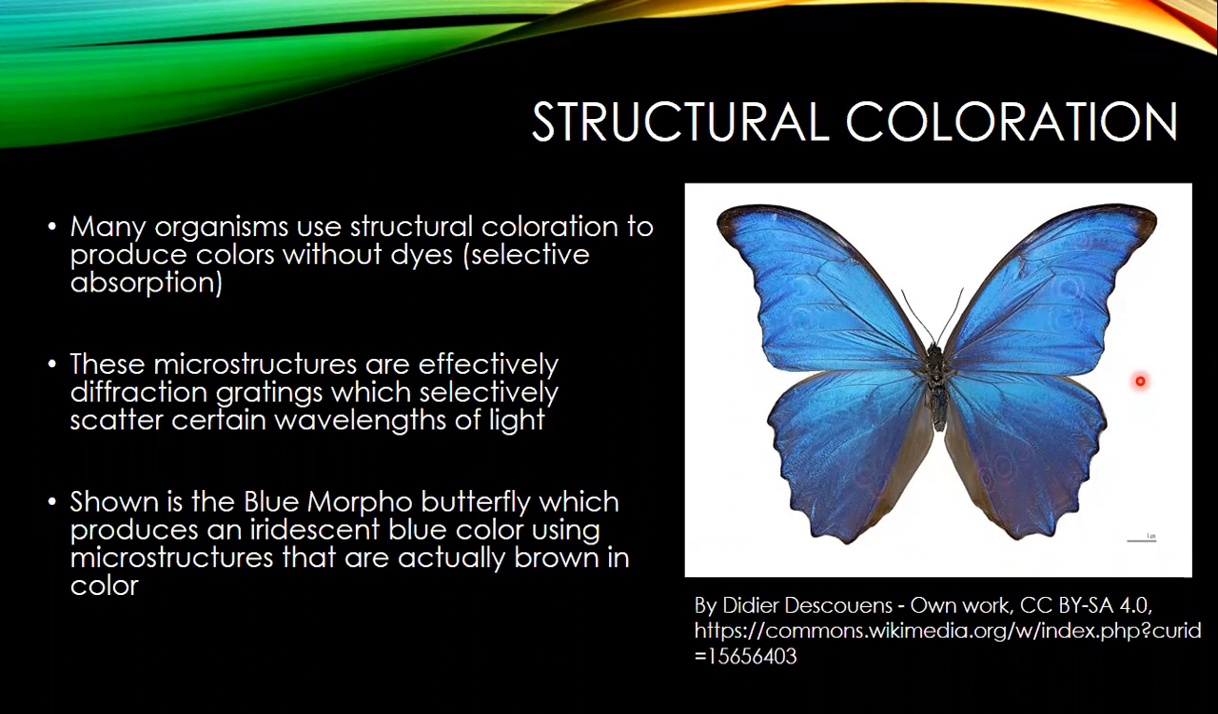This is what's called structural coloration. This blue morpho butterfly has no blue pigment. In fact, the pigment in it is actually brown. It absorbs all colors. So structural coloration, since blue pigment is very difficult to make, can be achieved by taking these microstructures, effectively small diffraction gratings, and only diffracting certain wavelengths of light.